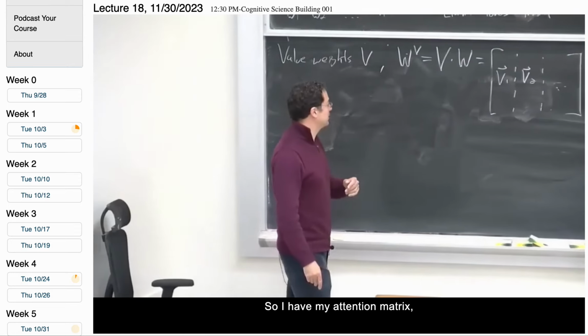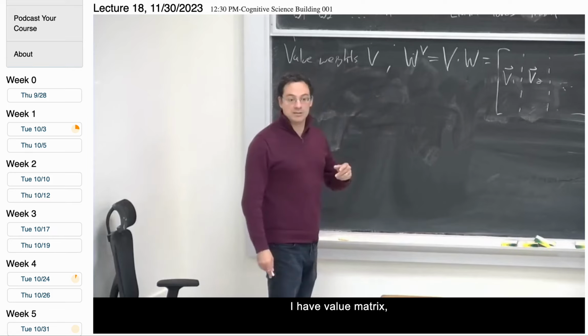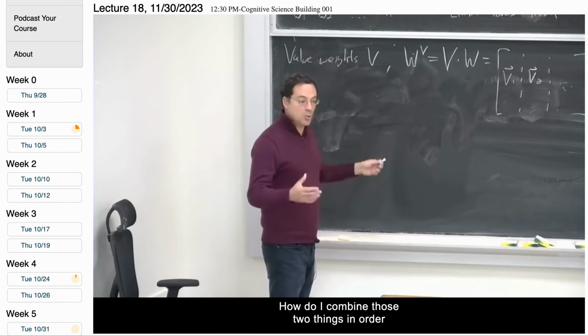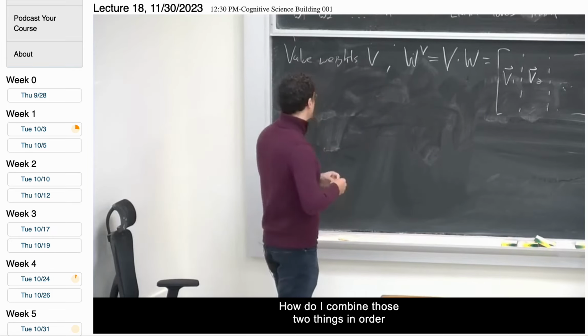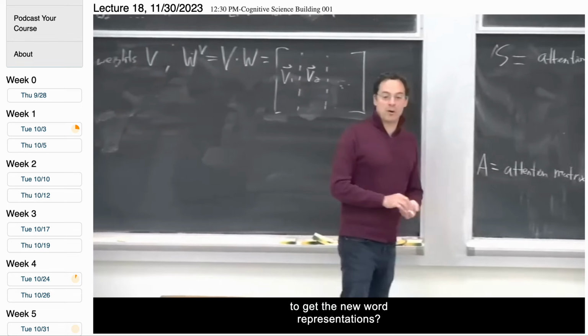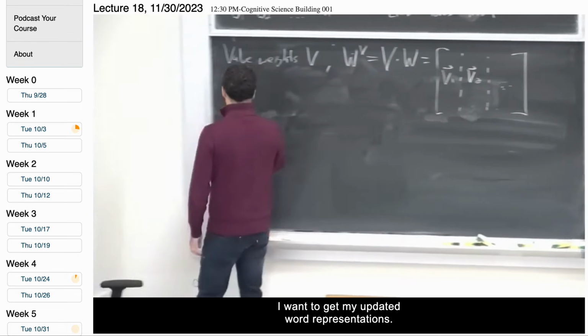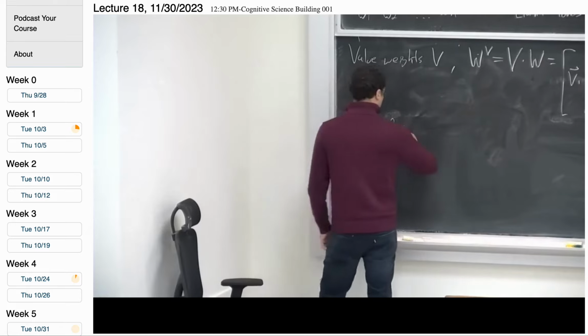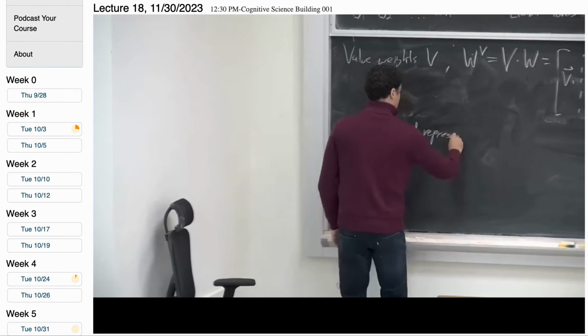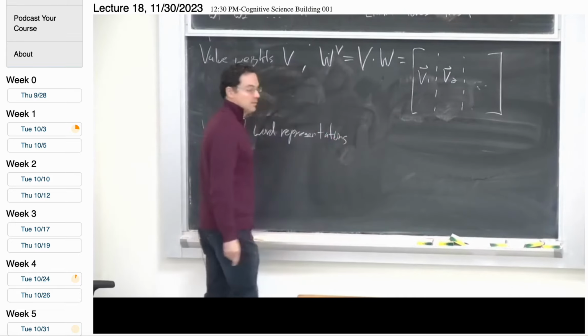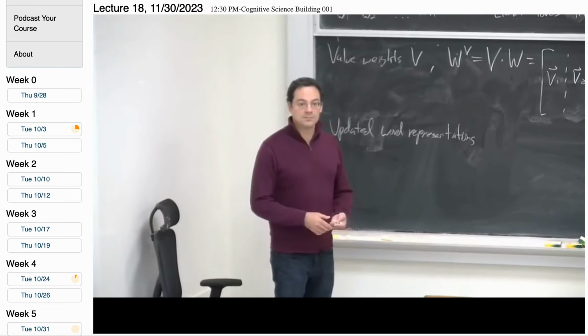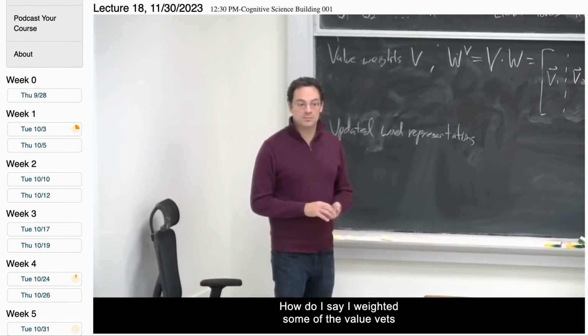So I have my attention matrix. I have my value matrix. I have the values for each word. How do I combine those two things in order to get the new word representations? So I get my updated word representations. How do I do it? It's going to be my weighted sum of the value vectors.